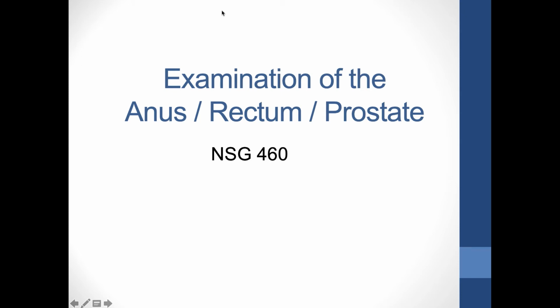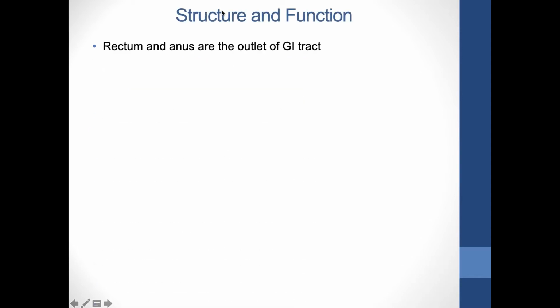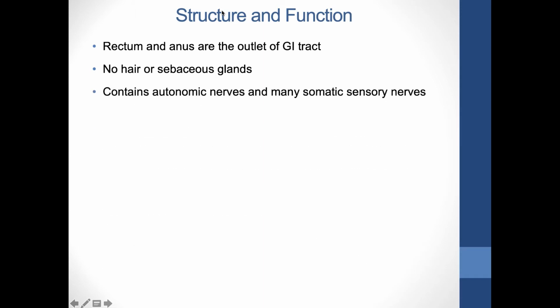All right, we're going to go through examination of the anus, rectum, and prostate in this video. The structure and function of the rectum and anus, which are the outlet of the GI tract, has no hair or sebaceous glands. It contains autonomic nerves and very many somatic sensory nerves. It's surrounded by two concentric layers of muscle.